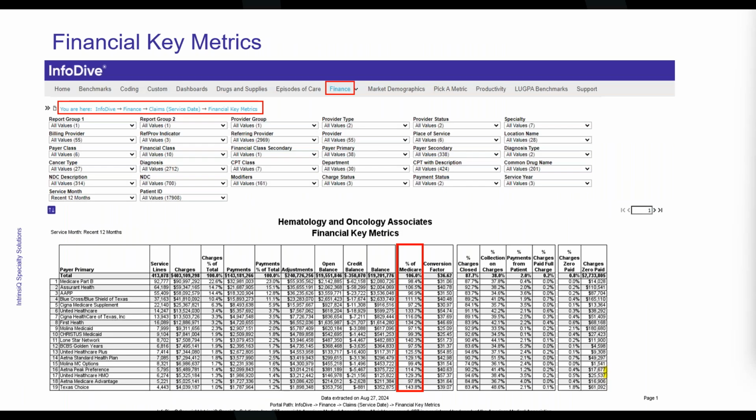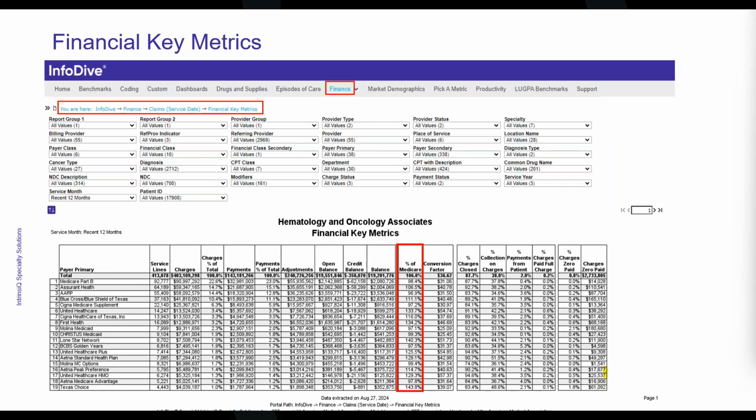So we'll start with the financial key metrics. This is your payer mix report, and this is a great place to start when it comes to evaluating payers. This report's going to default to the recent 12 months, and it's going to sort in the order of the highest charges, so you can see your top payers by volume.